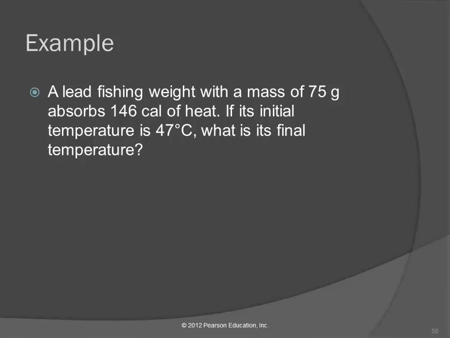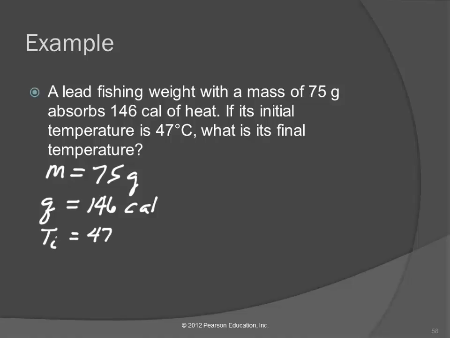So 75 grams is what? The mass. 146 calories is what? Heat. That's heat. Heat is Q. Don't ask me why. Okay, its initial temperature. So that's T initial is 47 degrees Celsius. And we're trying to find the final temperature.